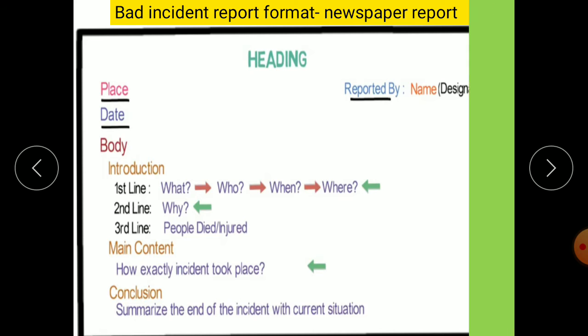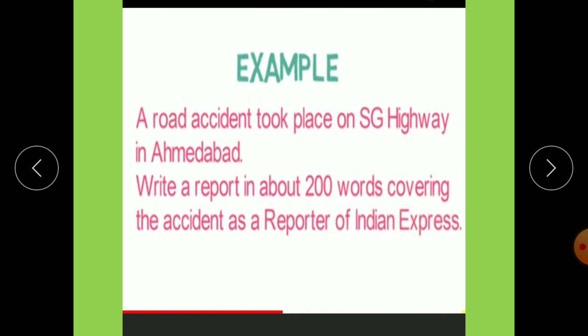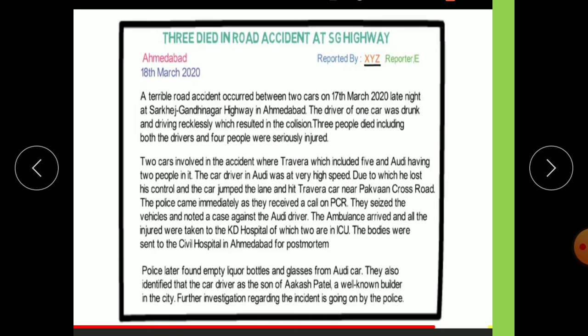Now here we have the example in the next slide regarding the bad accident report. That is, a road accident took place on the SG highway in Ahmedabad, and write a report in about 200 words covering the accident as a reporter of the Indian Express. Yes, you are the reporter here, and no name has been given. So what we will write here, we'll see in the next slide.